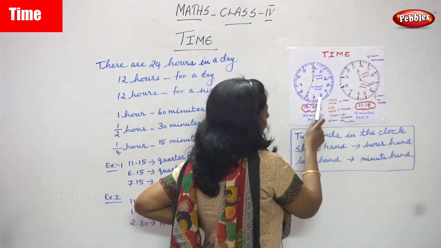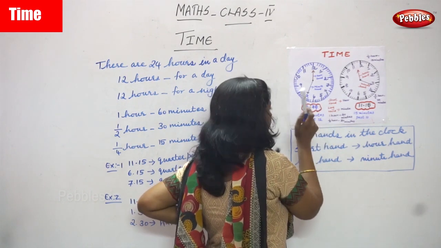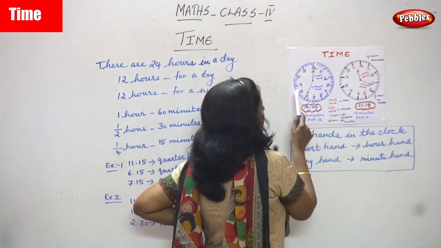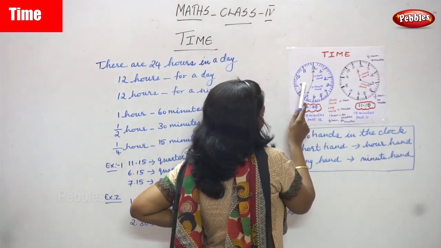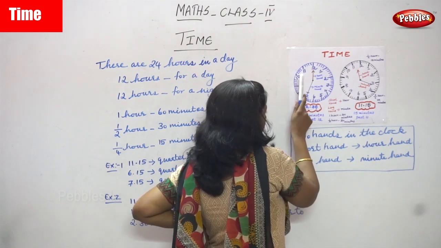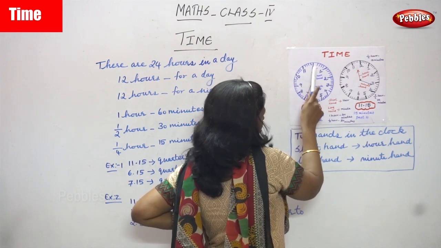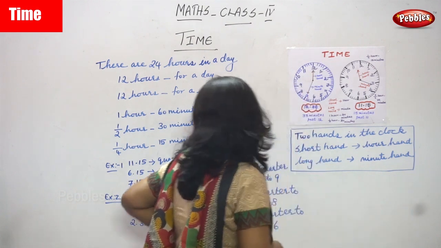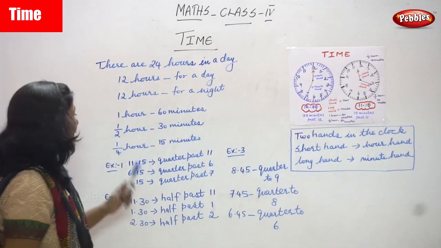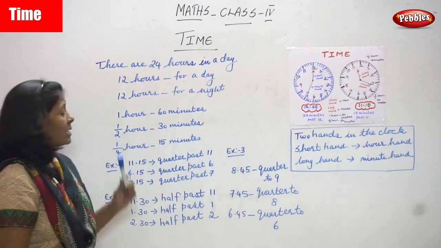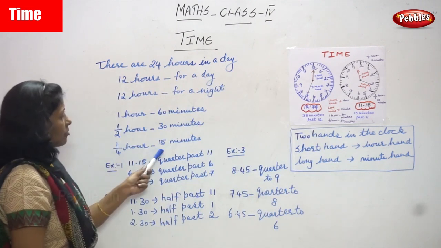So 4 is 20, 5 is 25, 6 is 30, 7 is 35, 8 is 40, and what? 9 is 45, and 10 represents what? 50, and 11 represents 55, and 12 is 60. So 1 hour is equal to how many minutes? 60 minutes. And half an hour is equal to 30 minutes. And quarter hour is 15 minutes.